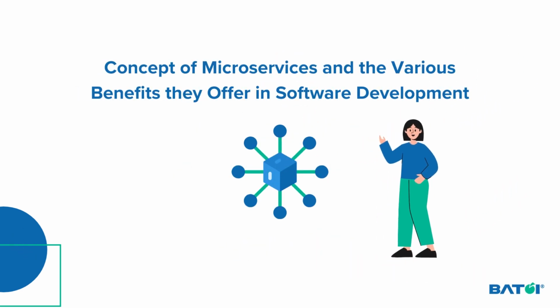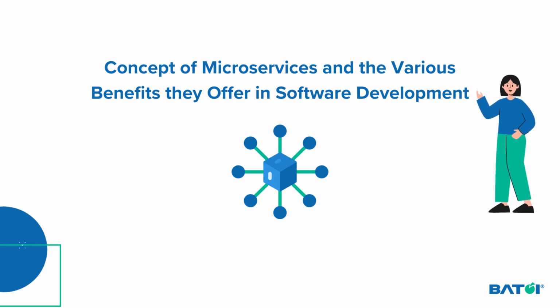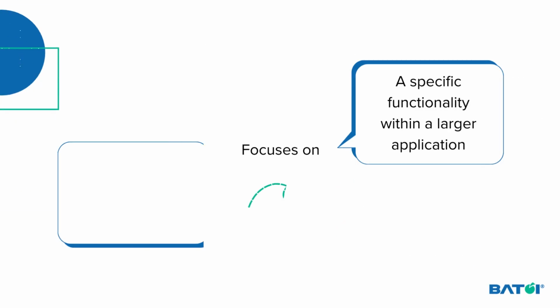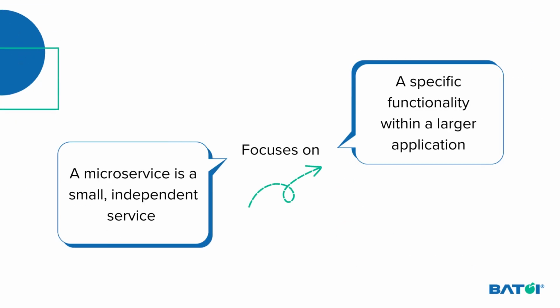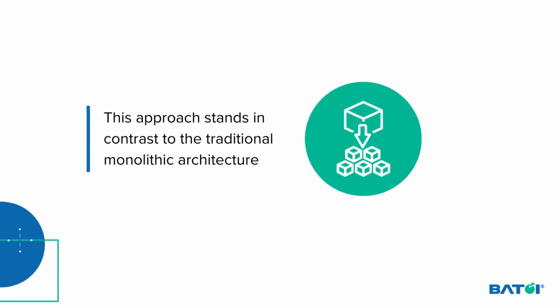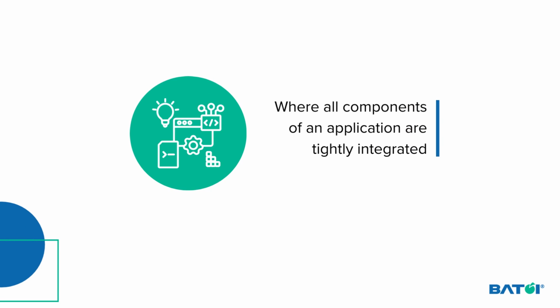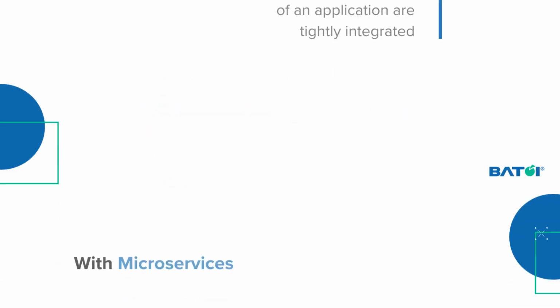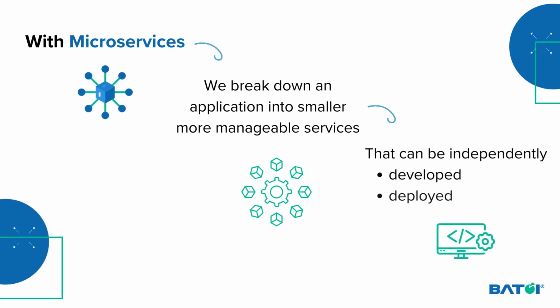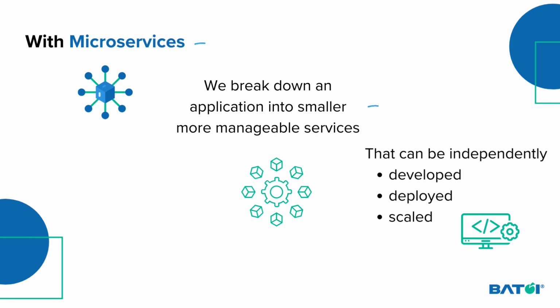Today, we will explore the concept of microservices and discuss the various benefits they offer in software development. A microservice is a small, independent service that focuses on a specific functionality within a larger application. This approach stands in contrast to the traditional monolithic architecture, where all components of an application are tightly integrated. With microservices, we break down an application into smaller, more manageable services that can be developed, deployed, and scaled independently.